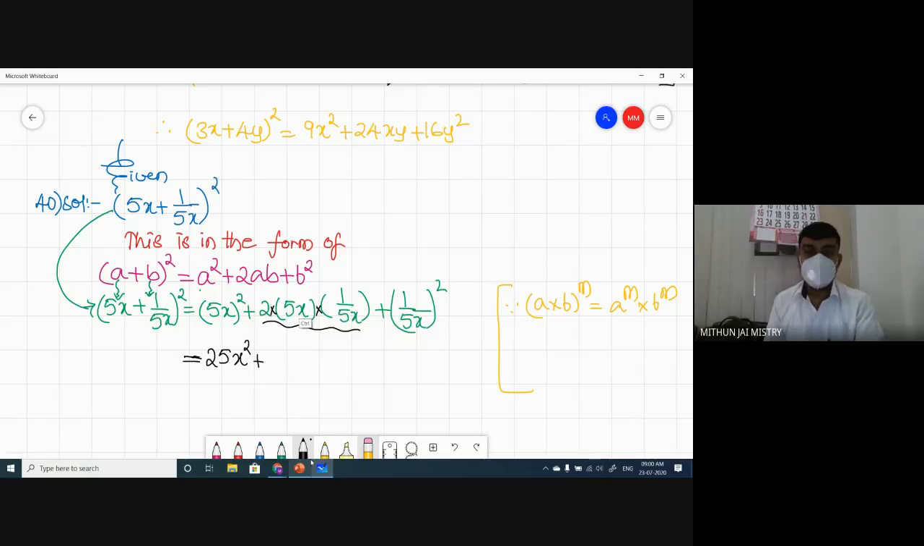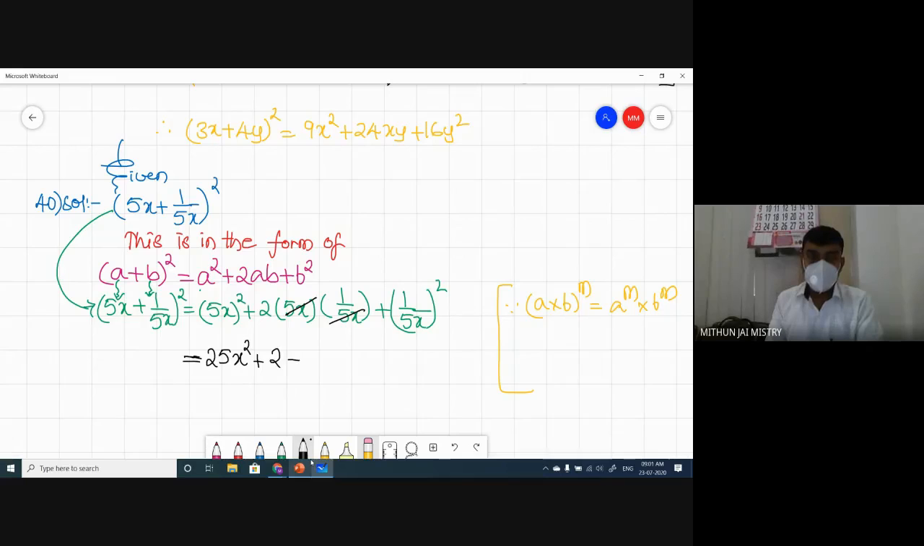So here I can do the cancellation of 5x and 5x. So 5 and 5 will get cancelled. X and x will get cancelled because they are multiplication in between, right? No, not like that. At a time we need to strike out, right? So 5x and 5x both will get cancelled. And what we are left with? We are left with 2 into 1. 2 into 1 is what?